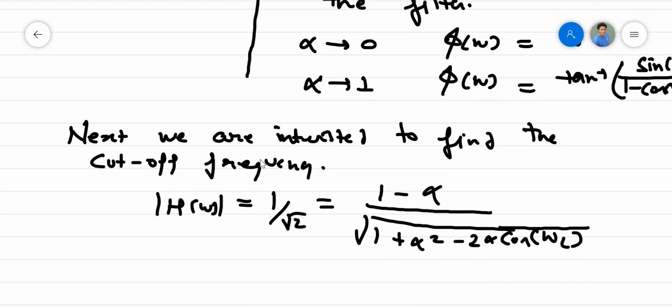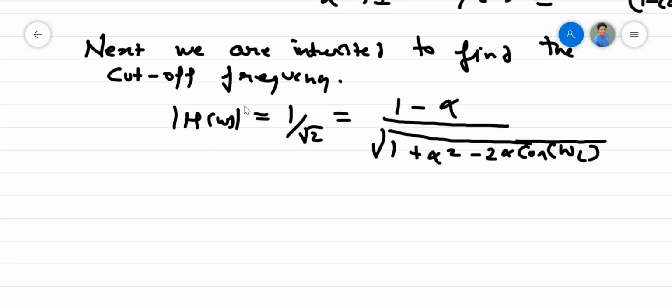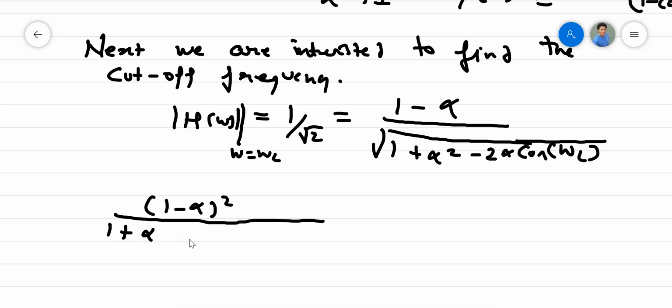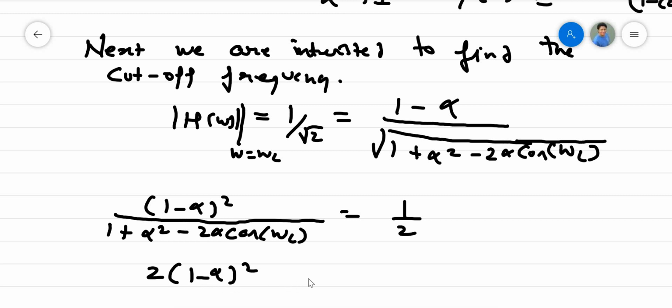Okay, so this is for omega equal to omega c. We want to find out the cutoff frequency. If we square both sides, that will be equal to 1 minus alpha square over 1 plus alpha square minus 2 alpha cos of omega c, equals 1 by 2. So it is 2 times 1 minus alpha square equals 1 plus alpha square minus 2 alpha cos of omega c.